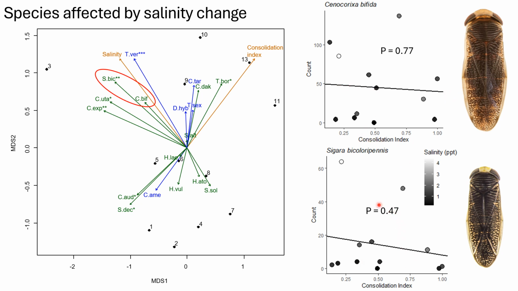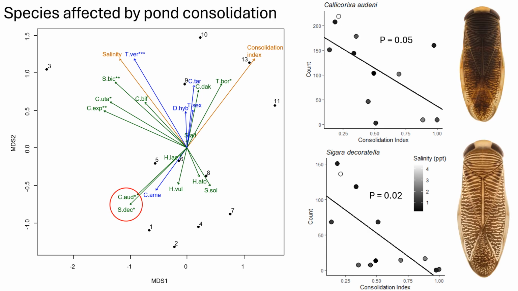And this is an ANOVA result, so there is a very high probability that this negative slope is due to something other than the consolidation index. Then if we look at these 2 species, Callicorixa audeni and Sigara, these are actually probably the most dominant in these migratory swarms, so probably the most important migratory species for these wetland-river linkages. The ordination indicates that they are strongly negatively associated with the consolidation index and weakly associated with salinity. And this again matches these scatter plots. So we see stronger, more negative slopes for both species, and we see that the probability is very low that these slopes are due to something other than the consolidation index.